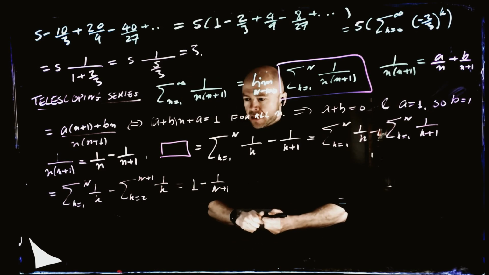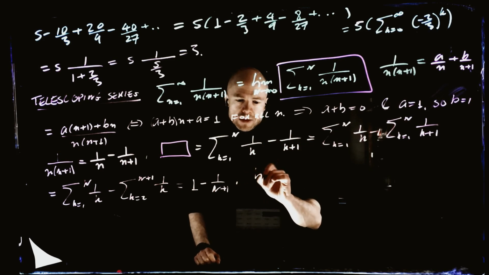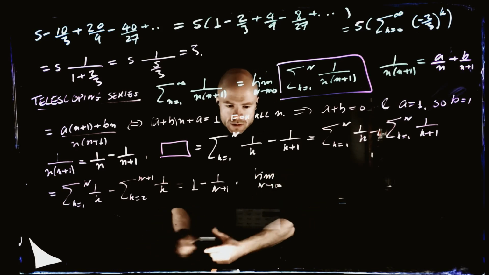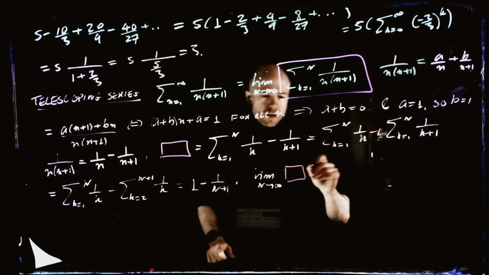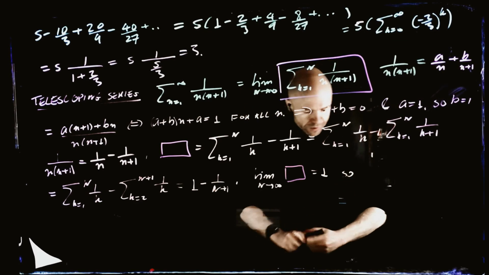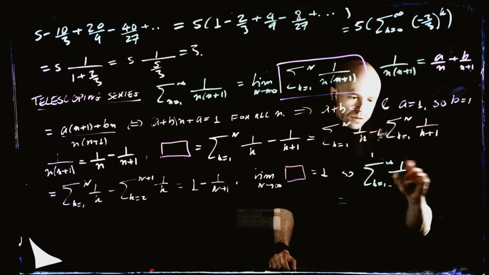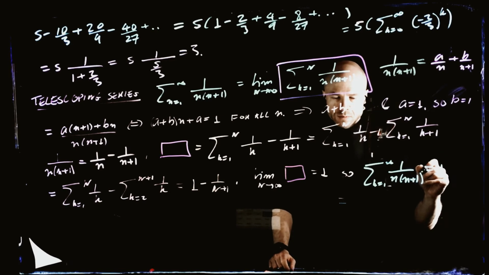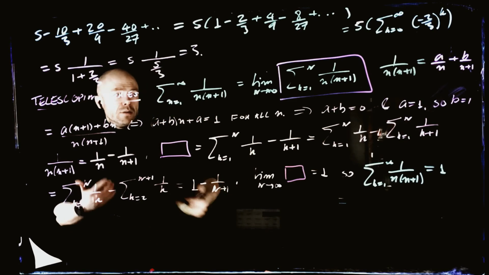And what happens with this? Well, this thing is our partial sum, right? So we take the limit as capital N goes to infinity of the stuff in the red box. We are just going to get 1 because this thing goes to 0. So we can explicitly calculate this sum, right? So this infinite sum is just equal to 1. Yeah? Cool.